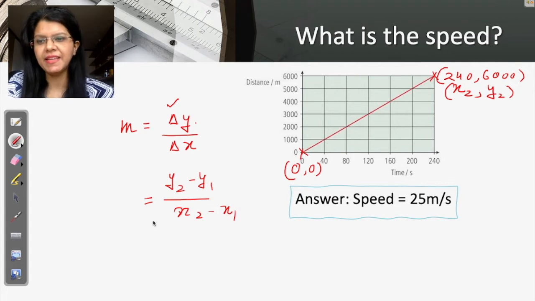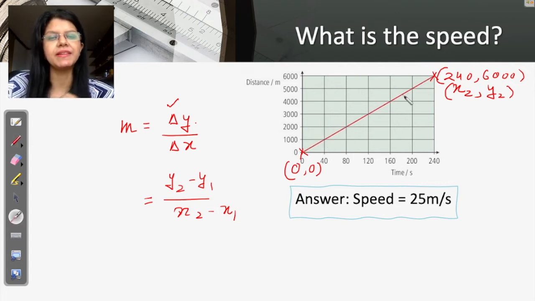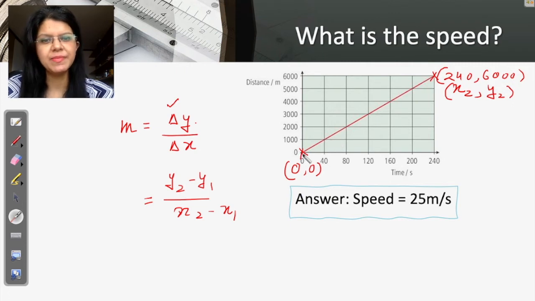You can take any 2 points on the line. You should get the same gradient. But for simplicity, we are taking the 2 endpoints, or otherwise you can take any 2 points. It's your wish, and you should always get the same value of the gradient.